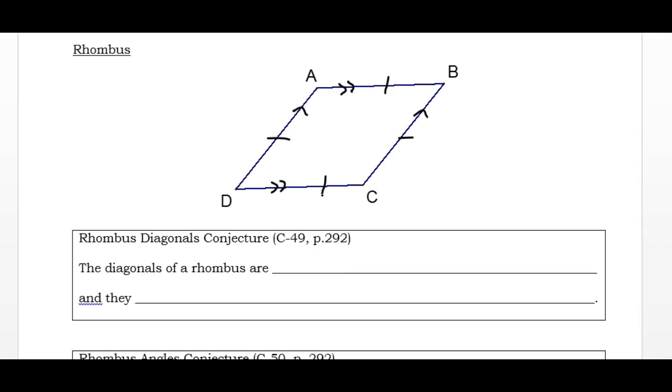Some additional information: the diagonals of a rhombus are blank and they blank. Let's add some diagonals and see what we see. A diagonal goes from A to C. Another diagonal goes from B to D. Definitely not congruent. One is very long, one is kind of shorter. But if I tilt my head to the side, I notice that that looks like a 90-degree angle. And in fact, every time you have a rhombus, the diagonals will always be perpendicular.